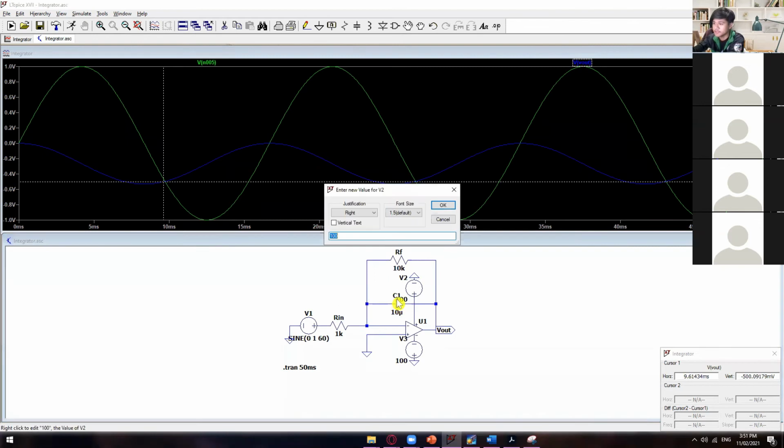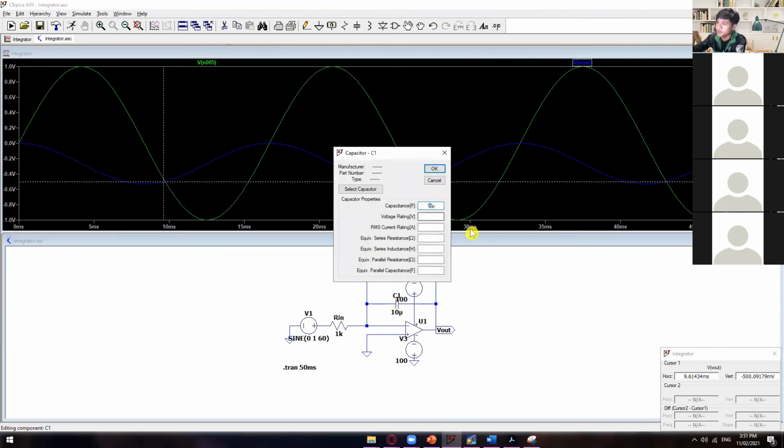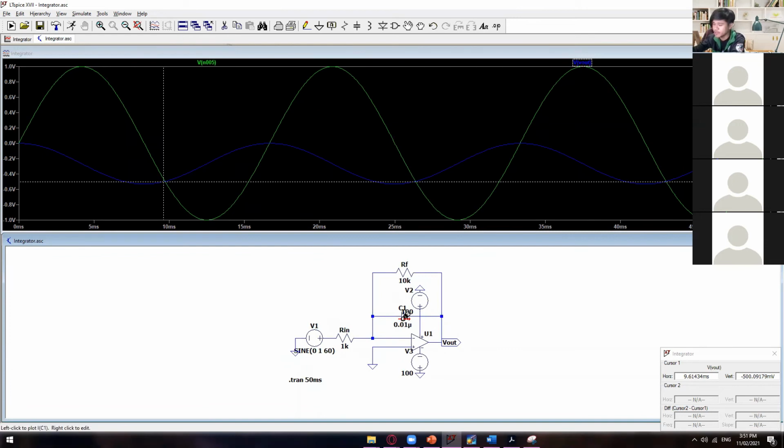And then let me just bring back this one, the value of capacitor to 0.01. Right, so this is the original, wherein this value 0.01 micro is like the minimum capacitance that we can put in here. It's like we're not changing the value of your input going to the output. Okay, so let's see.